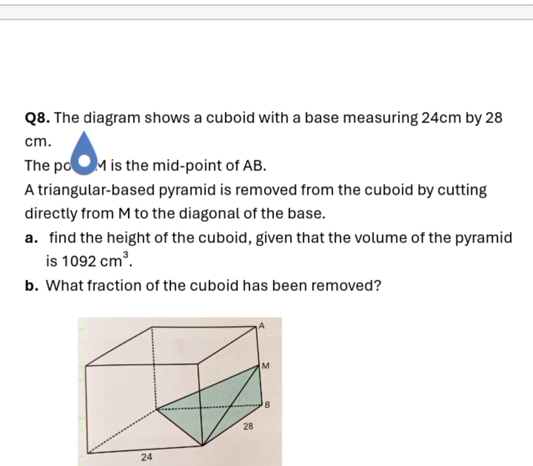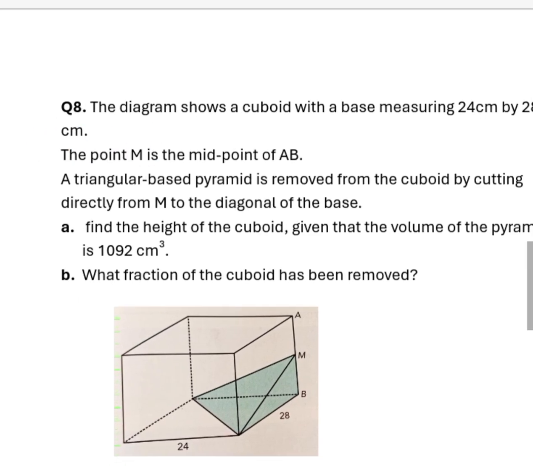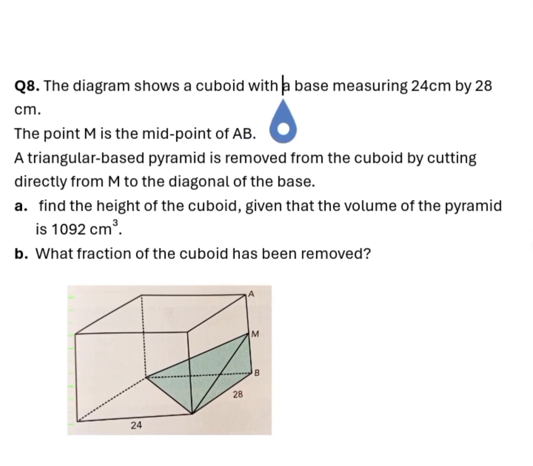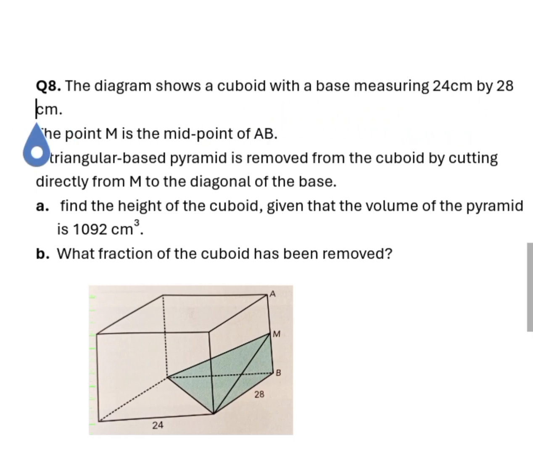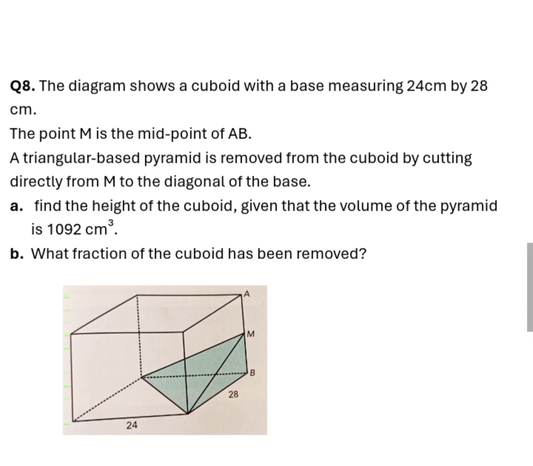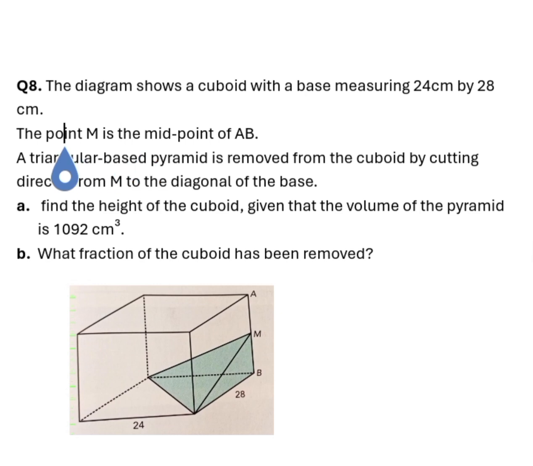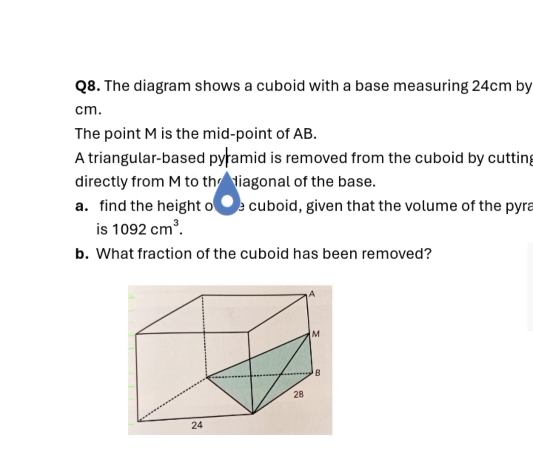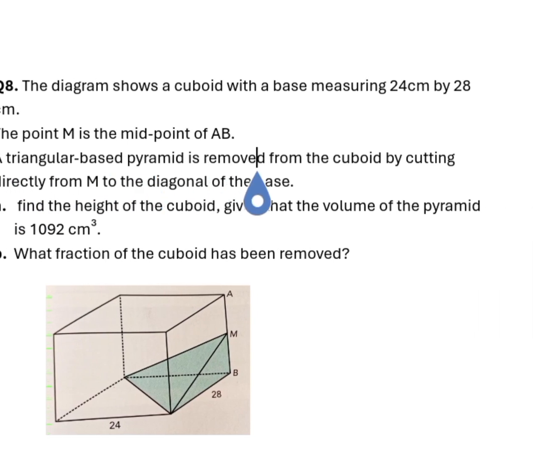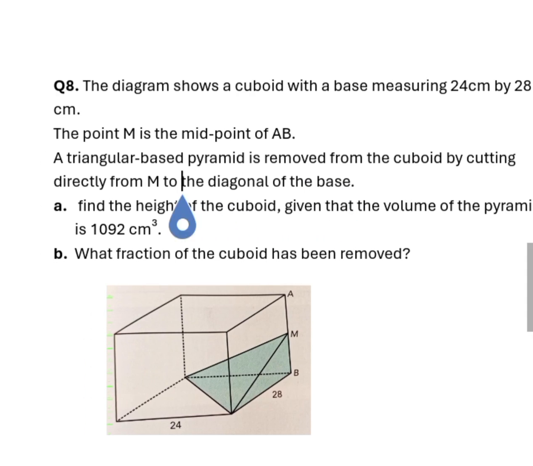Question number 8. The diagram shows a cuboid with a base measuring 24 centimeter by 28 centimeter. The point M is the midpoint of AB. A triangular-based pyramid is removed from the cuboid by cutting directly from M to the diagonal of the base.